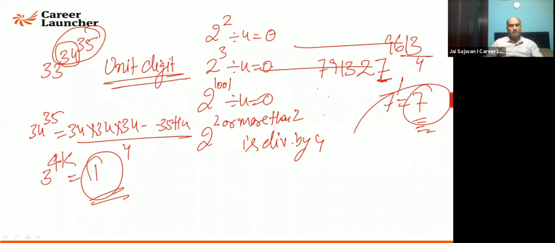Cancel everything except the unit digit. Cancel everything except the last 2 digits. Divide the power by 4. Don't write remainder 0 if it is divisible. Write 4. I'll write 1, 2, 3, 4. That's it. Done. Whenever the 7 is having a power which has remainder 1, 7 to the power 1 is 7.